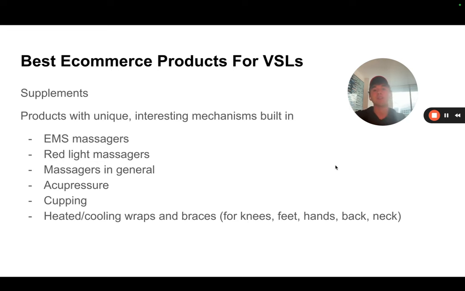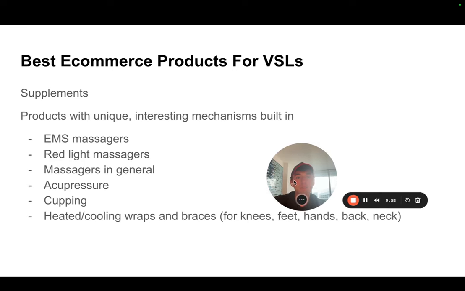All right, so that's a quick crash course on VSLs, how to use them, why they're important, how to put them together, and what products they work best for.